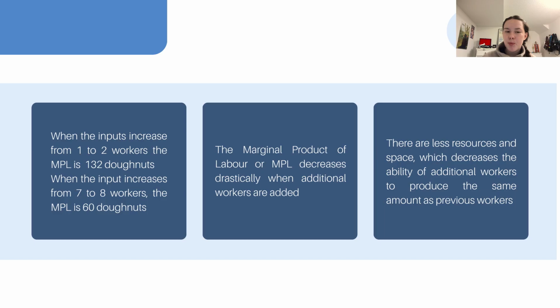The MPL, marginal product of labor, decreases drastically through the 1st to 8th worker, and this is because limited resources and less space decreases the ability of more workers to produce the same amount of donuts as if only one worker is working, as said by the law of diminishing marginal productivity.